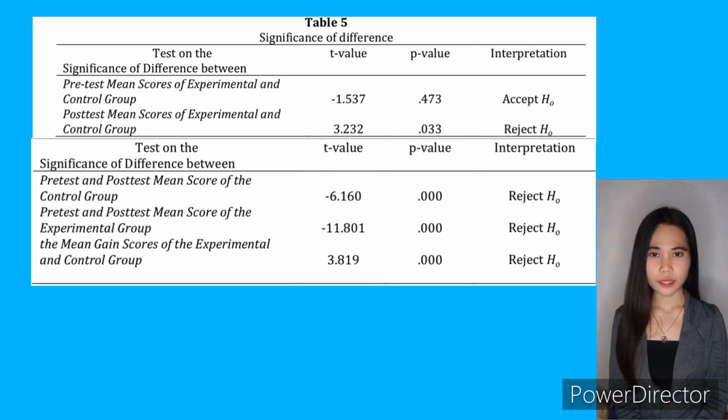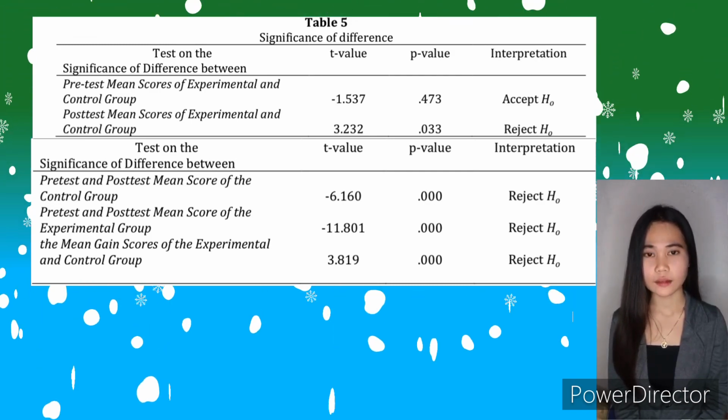In the test on the significance of difference between post-test mean scores of experimental and control group, the table showed that the p-value is 0.033, which is below the alpha value of 0.05. Thus, it rejects the null hypothesis of the study. It shows that there is a significant difference between the post-test mean scores of control and experimental groups. It implies that after the experiment, both the experimental and control groups are significantly different in terms of knowledge gained after the conduct of the experiment.